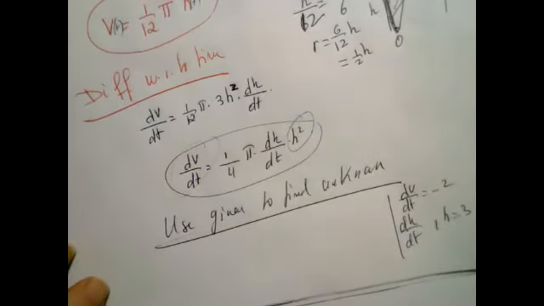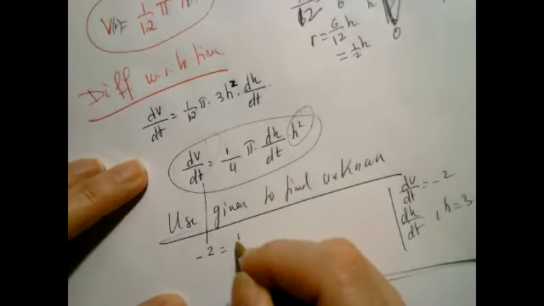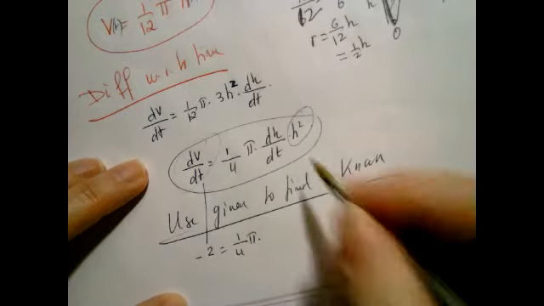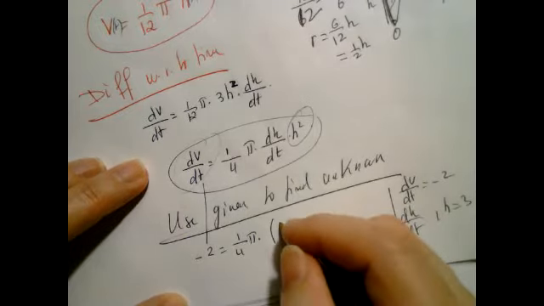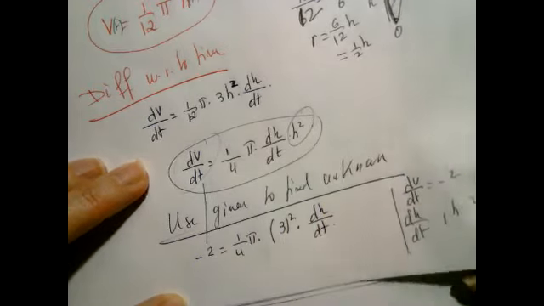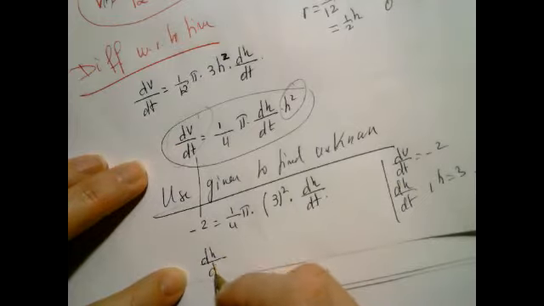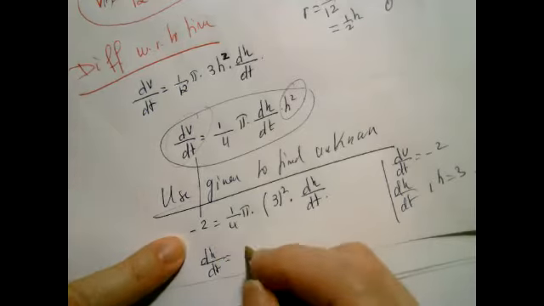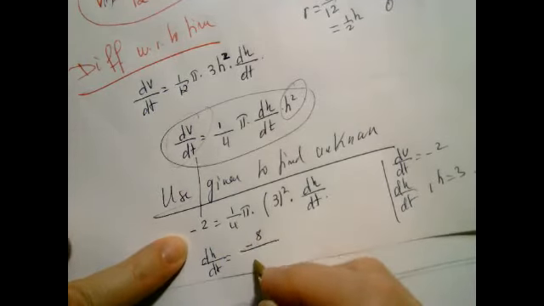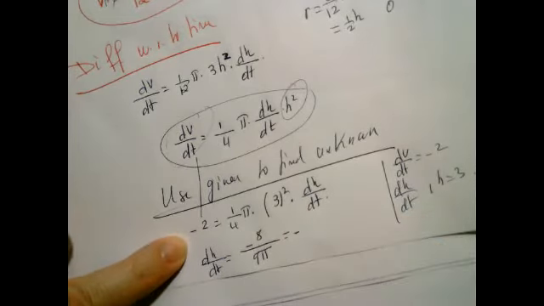Okay, so now I substitute everything verbatim. So dV/dt, minus 2, is 1 over 4 pi times h squared, which is 3 squared, times dh/dt. And finally, I figure out how fast this is going. So I solve for dh/dt. So I will have dh/dt equal to minus 8 over 9 pi.